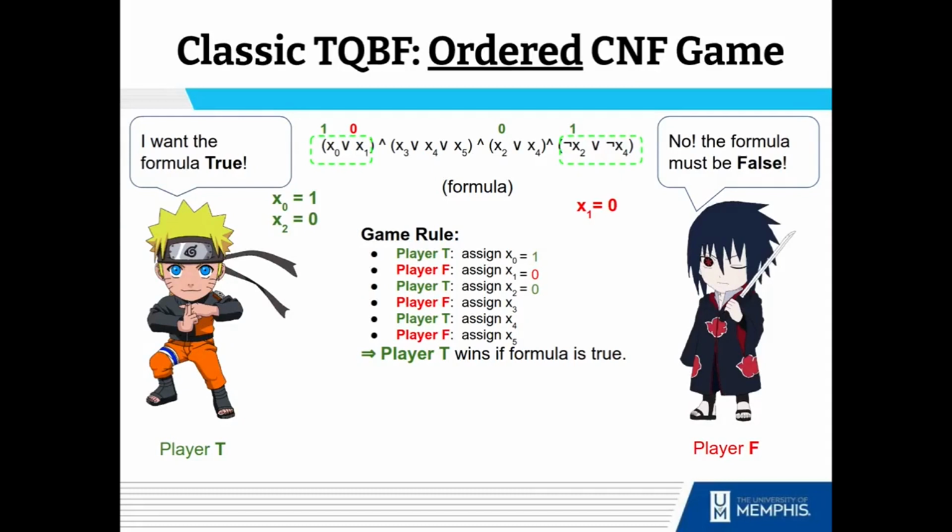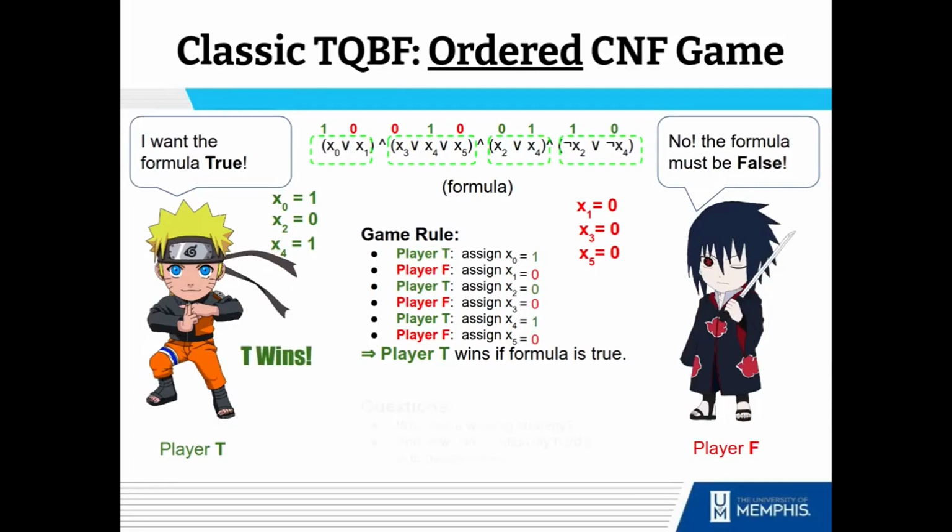So the last clause is satisfied now. Now it is player F's turn. Player F will have to play x3. Suppose player F plays x3 equal to 0. Now it is player T's turn, and player T will have to play x4. Suppose player T plays x4 equal to 1, and all the clauses are now satisfied. So it does not matter what player F plays for x5, since all the clauses are already satisfied. Now at the end player T wins this game.